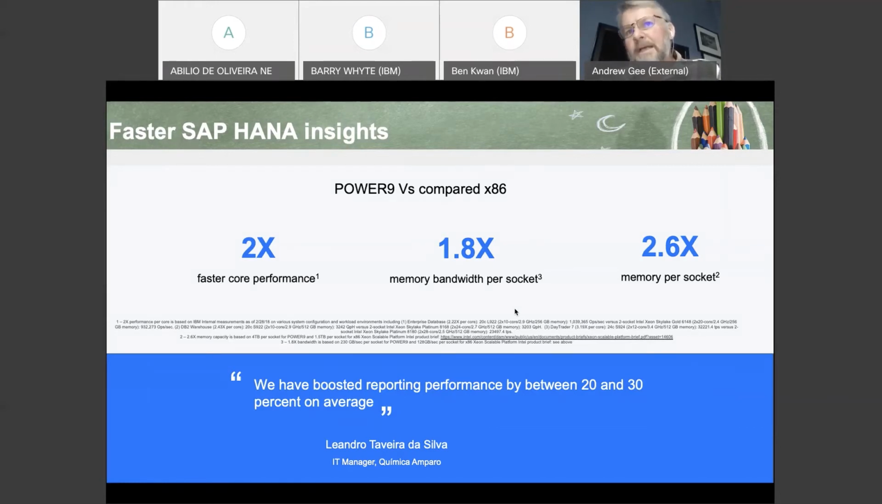We have 1.8 times the memory bandwidth per socket. We'll just cover that a little bit. We covered that last week. And 2.6 times memory per socket over x86. So we actually need less infrastructure to run our solutions than we do in the x86 world. And these are quite dramatic advantages.